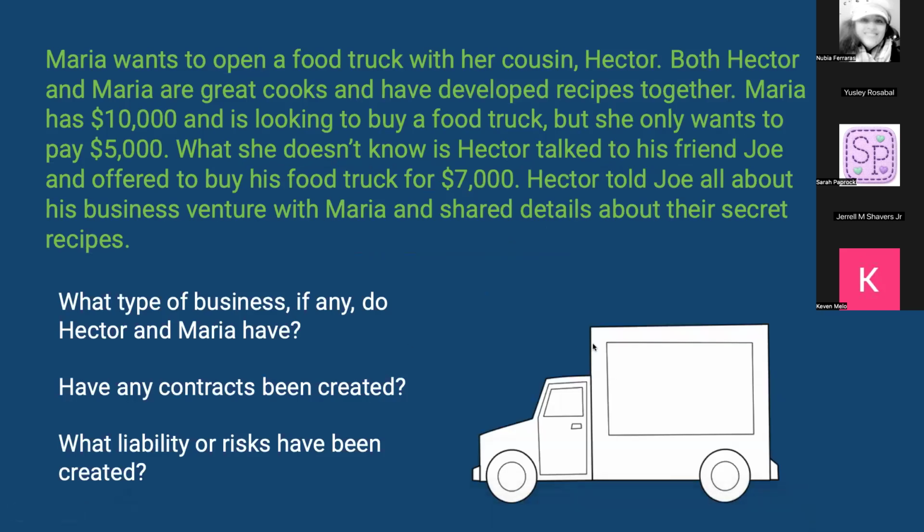Okay, so this first one: Maria wants to open a food truck with her cousin Hector. Both Hector and Maria are great cooks. They've developed recipes together. Maria has $10,000 and is looking to buy a food truck, but she only wants to pay $5,000. What she doesn't know is Hector talked to his friend Joe and offered to buy his food truck for $7,000. Hector told Joe all about his business venture with Maria and shared details about their secret recipes.